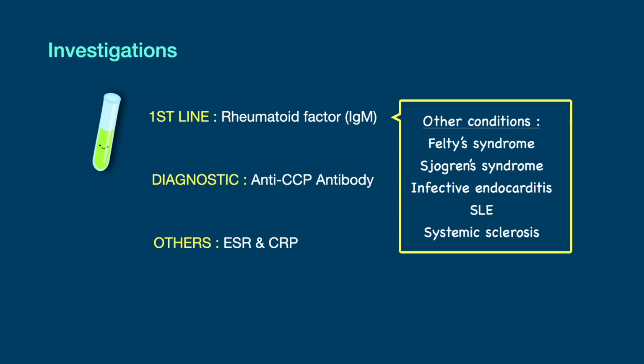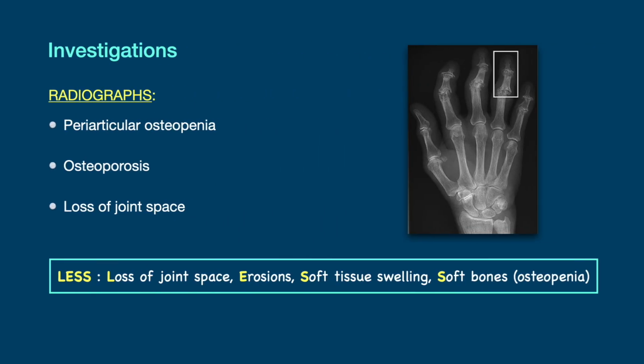A normal C-reactive protein can help to exclude the diagnosis of an inflammatory arthritis, but an elevated value is never a specific finding. As for radiographic changes, the radiographic features of rheumatoid arthritis can be remembered by the mnemonic LESS. L for loss of joint space, E for erosions, S for soft tissue swelling, and S for soft bones or osteopenia.